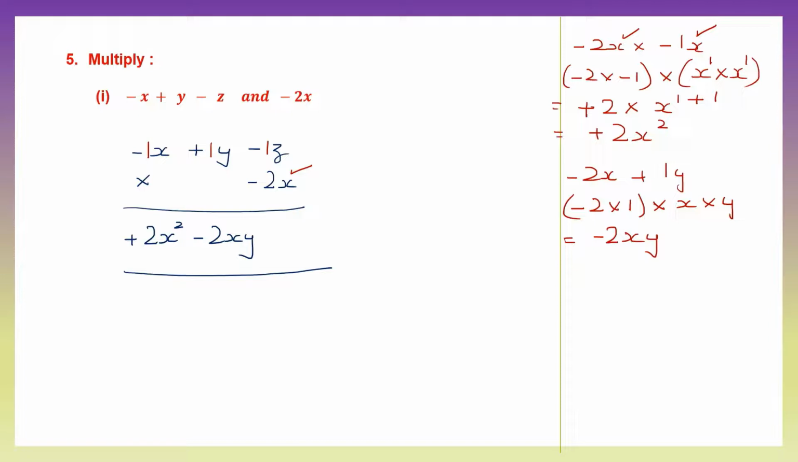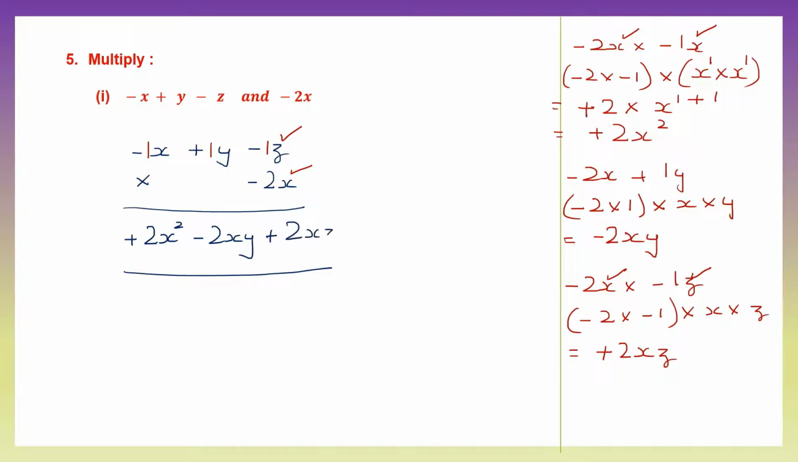Now we're going to multiply minus 2x and minus 1z. So minus 2x into minus 1z. Let's take only the numbers. Minus 2 into minus 1 into, we have 1x here and we have 1z here into z. So let's multiply the signs. Minus into minus is plus. 2 1s are 2xz. So here we have our answer as plus 2xz. So we've got a final answer plus 2x squared minus 2xy plus 2xz.